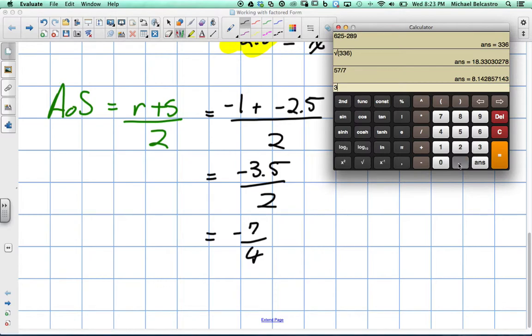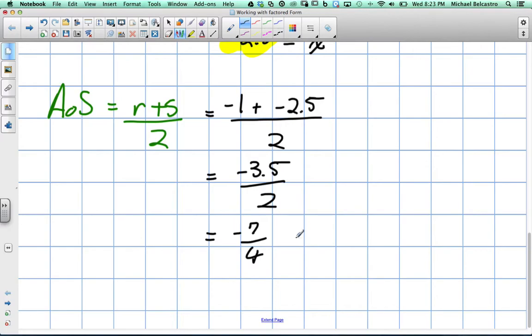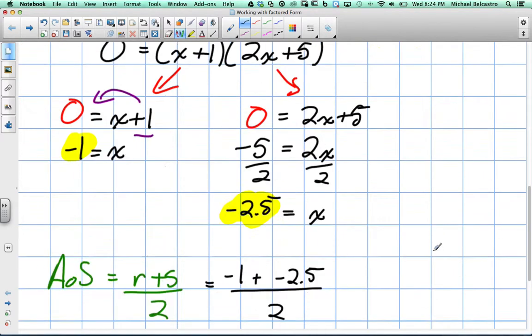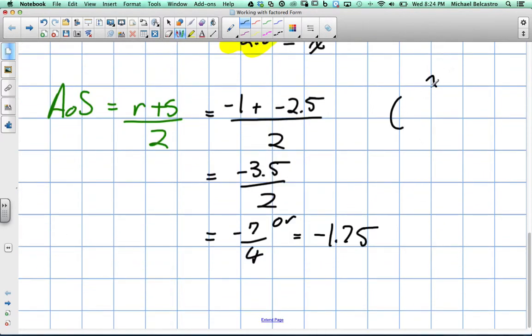Negative 3.5. Where's my negative term? Can I do it that way? Nope, that's not what I wanted. Sorry. 3.5 divided by 2 will still work that way. Oh, well, good. Negative 1.75. Great. So our x value is negative 1.75. Either of these are acceptable answers. So the x value of our vertex, or our axis of symmetry, is that value. X is negative 1.75.